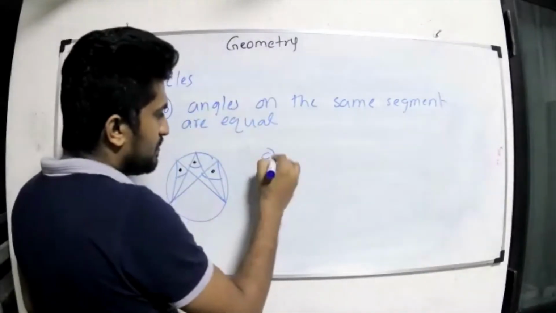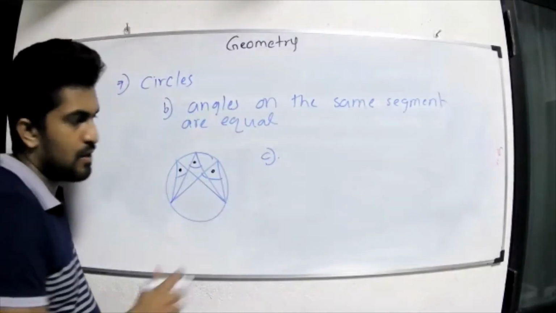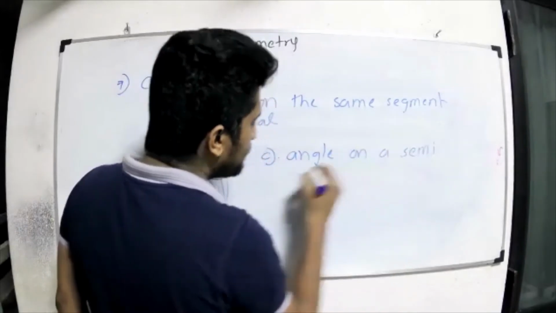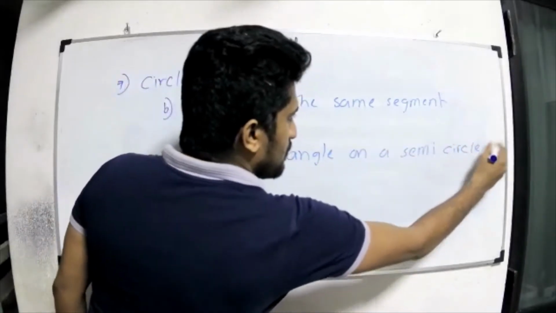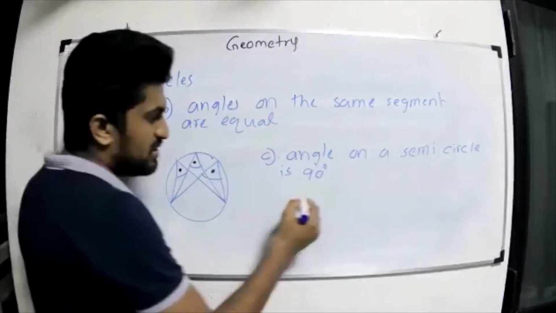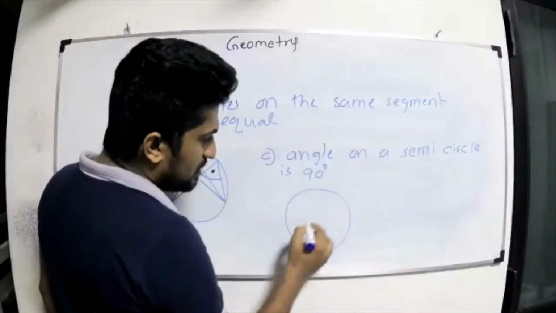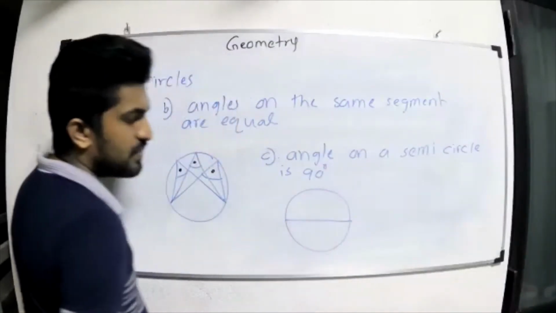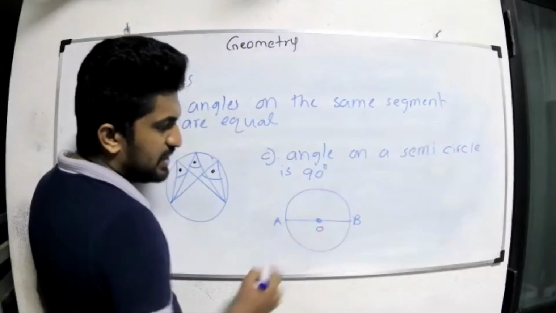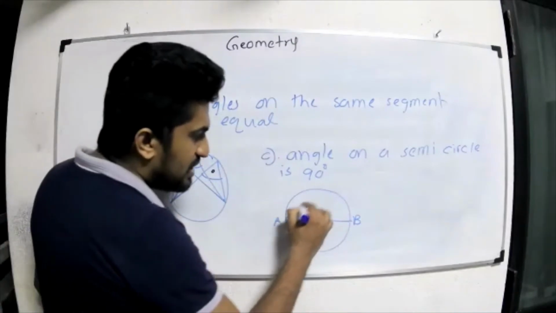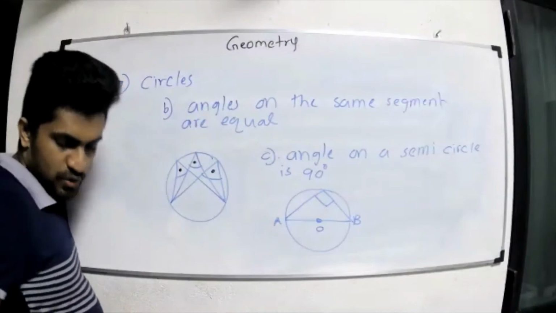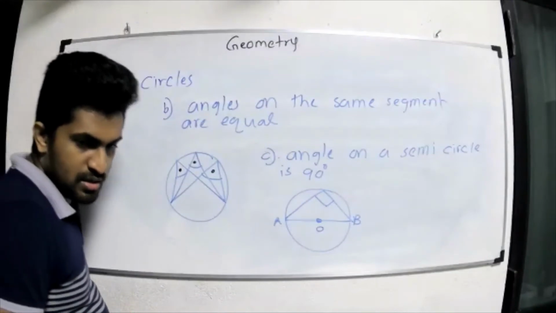Then C1: angle on a semicircle is 90 degrees. Angle on a semicircle is 90 degrees means, Puta, if I consider a circle and if this is a diameter, diameter means it goes through the center. If AB is a diameter, then the angle on that diameter is 90 degrees. Angle on a semicircle is 90 degrees.